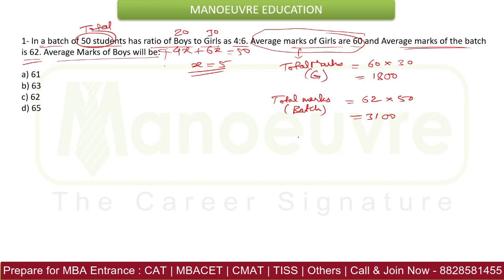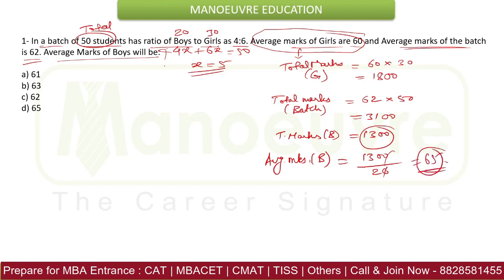So we have to find average marks of boys. From this we can find the total marks for boys will be 3100 minus 1800, that will be 1300. So hence average marks of boys will be total marks for boys, that is 1300, divided by total number of boys, that is 20. So this will be 65. So 65 will be the answer over here.